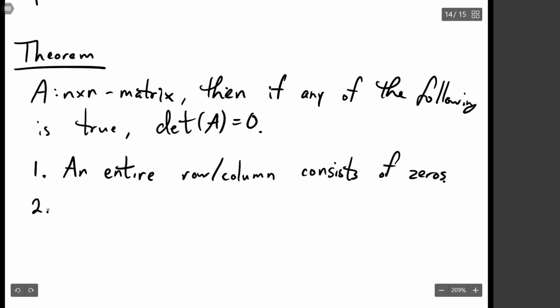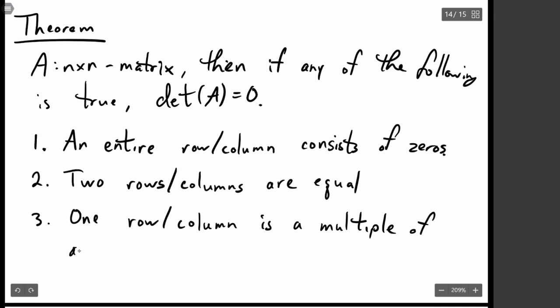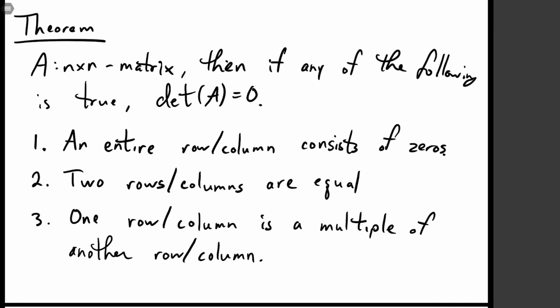Okay. Two rows, again, or columns are equal, or one row or column is a multiple of another row or column. All right? So these are convenient ways to look for whether a determinant is 0.